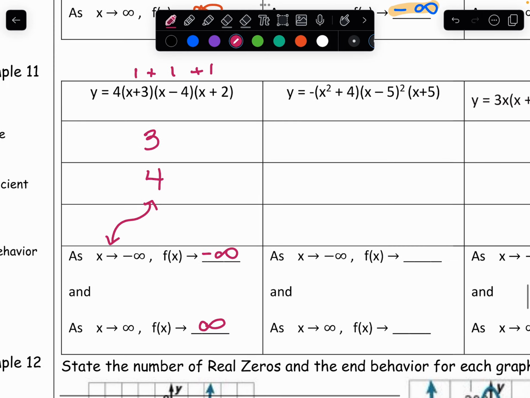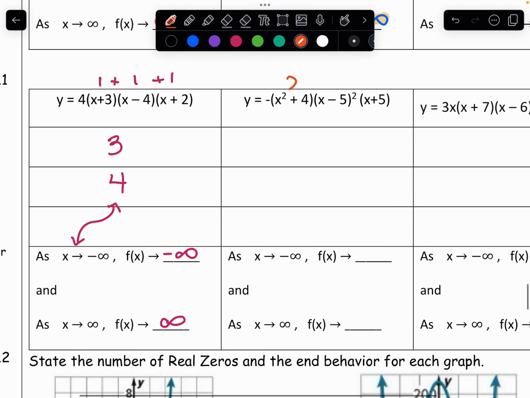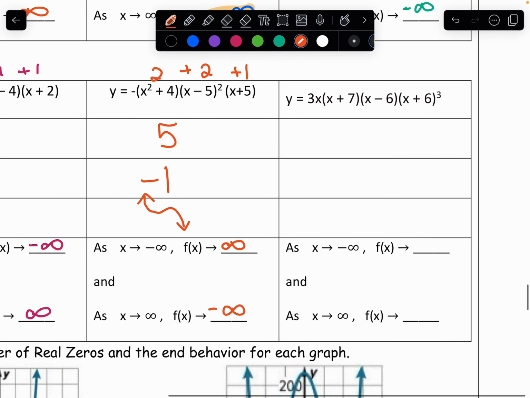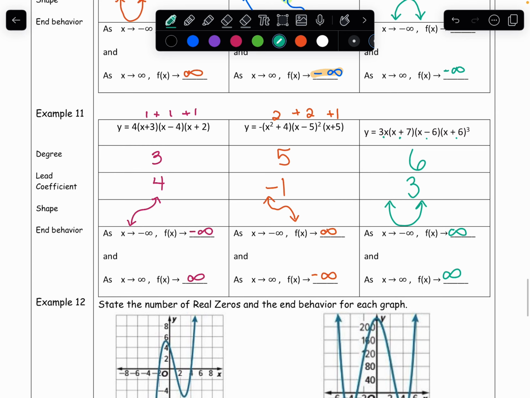Okay, our next one, we have 2 plus 1, which is 3. Our lead coefficient is -1, so it's going to flip that graph. And so we're going to flip those end behaviors because both of our degrees were odd, and so that's our shape. Our last one is 1 plus 1 plus 1 plus 3, which is 6, so that's even. Our lead coefficient is positive 3. And so our graph, because we're working with an even degree, is going to be like a U. And so we're going to be going to infinity on both sides.